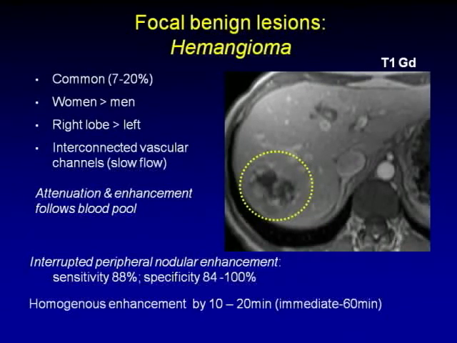It's not 100% because if you get very small lesions or very large lesions, they can enhance a little differently. So for a large lesion, if it's got central scarring, it can fill in very, very slowly. It may take up to 10, 20 minutes, even up to an hour, or may not even fill in completely because of the central scar. But it should show the same pattern, interrupted peripheral nodular enhancement.